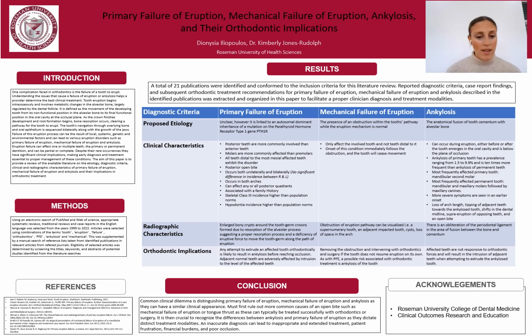In conclusion, a common clinical dilemma is distinguishing primary failure of eruption, mechanical failure of eruption, and ankylosis, as they can have a similar clinical appearance. The clinician must first rule out more common causes of an open bite, such as mechanical failure of eruption or tongue thrust, as these can typically be treated successfully with orthodontics or surgery. It is then crucial to recognize the difference between ankylosis and primary failure of eruption, as they dictate distinct treatment modalities and are different from each other.